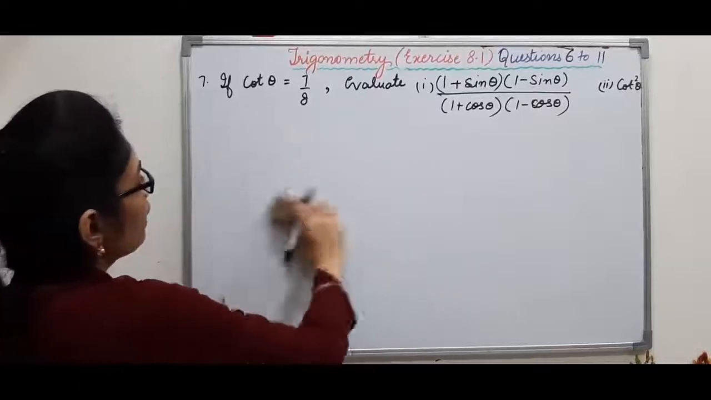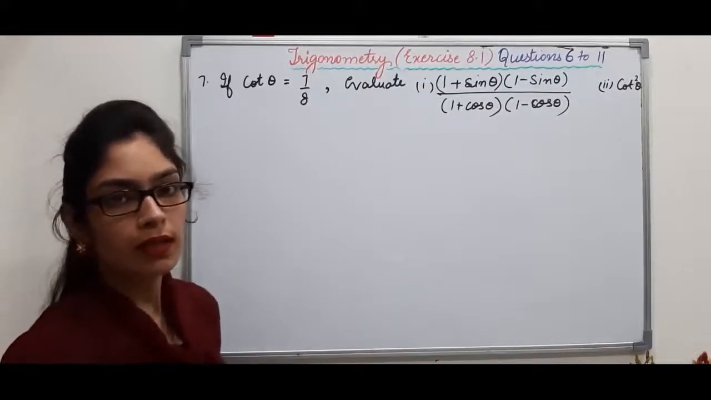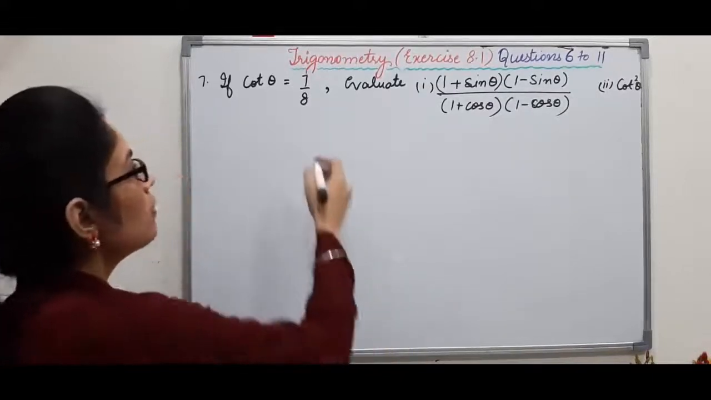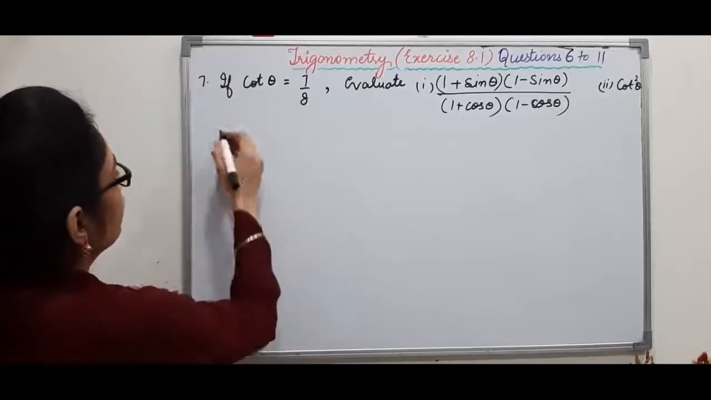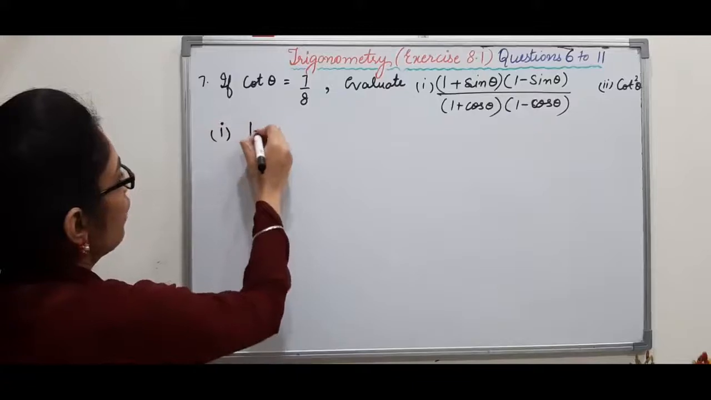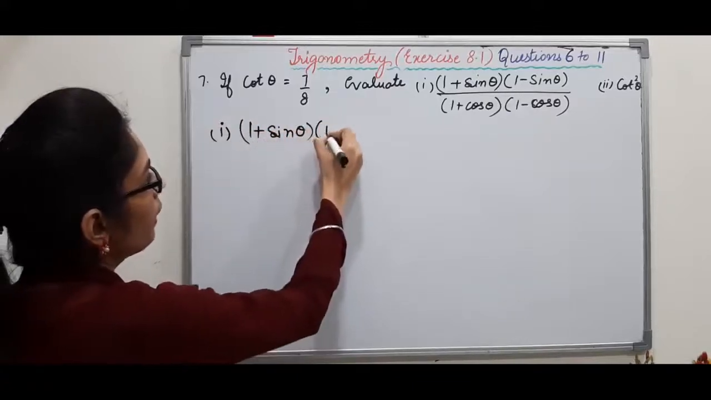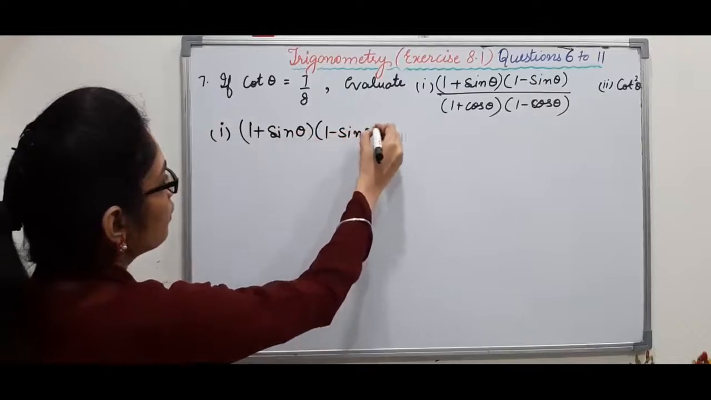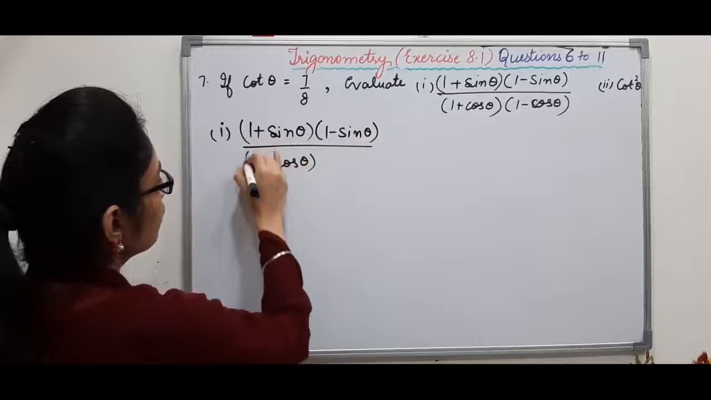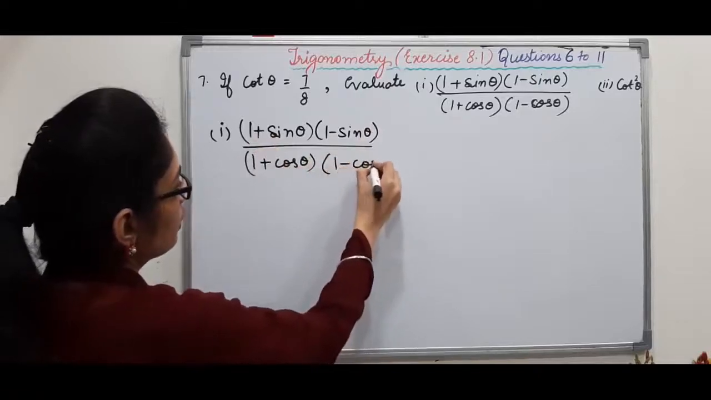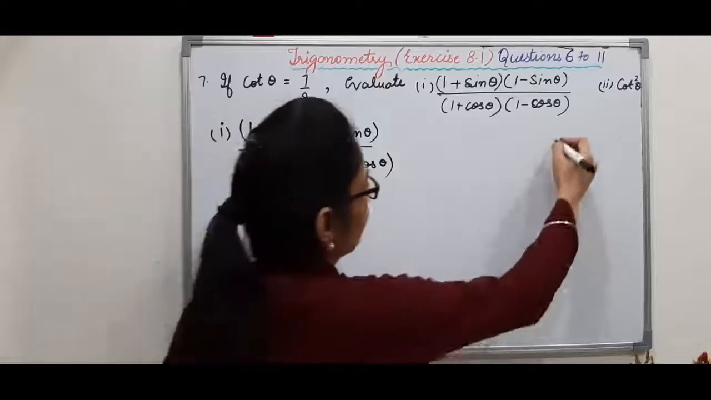The first part is similar to the questions we have done, like the third question and the fourth question. We have to find the values within a triangle. So it is (1 plus sin theta) into (1 minus sin theta) upon (1 plus cos theta) into (1 minus cos theta). First of all, we'll find the values of all the sides of the triangle.